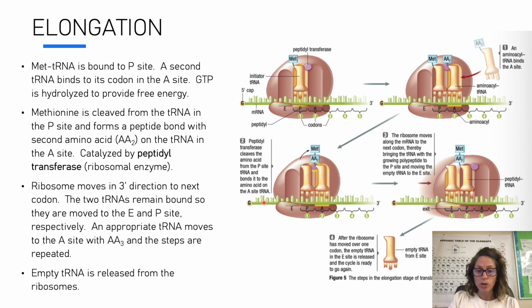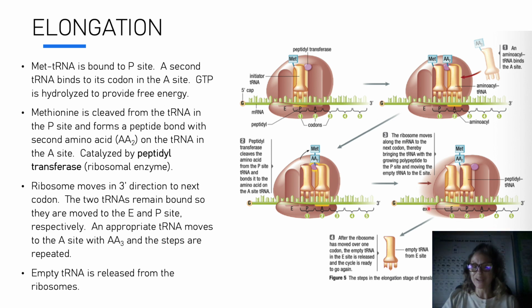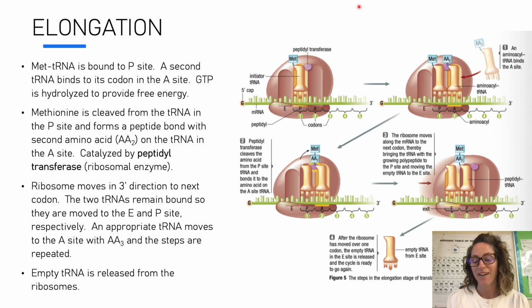The ribosome moves in a 3' direction to the next codon. So it's going to be moving towards the 3' end of the mRNA. The two tRNAs remain where they are, so they're not going to move with the ribosome. They stay attached to the mRNA as the ribosome moves, as we saw in the animation. So now, the tRNA that was in the P site is now in the A site.